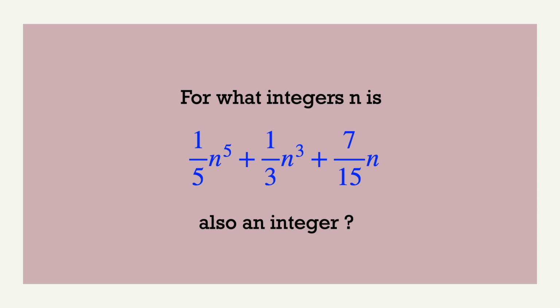For what integers n is this expression also an integer? 1/5 n to the 5th plus 1/3 n cubed plus 7/15 times n. Shouldn't this always be a fraction? Let's try n equal to 1.